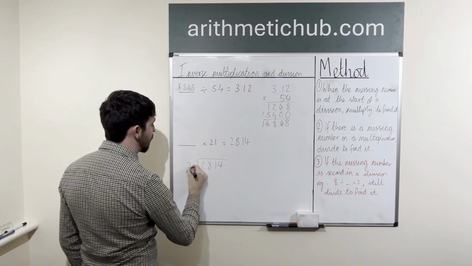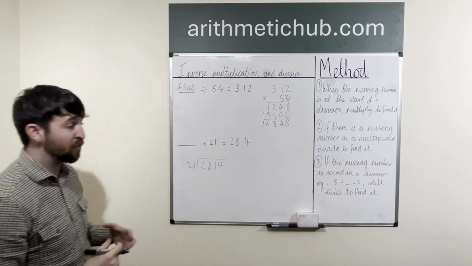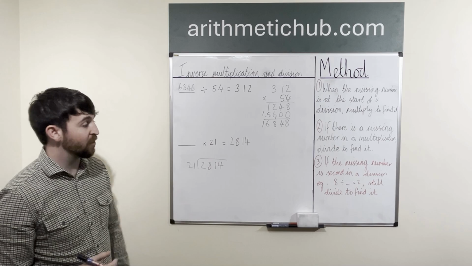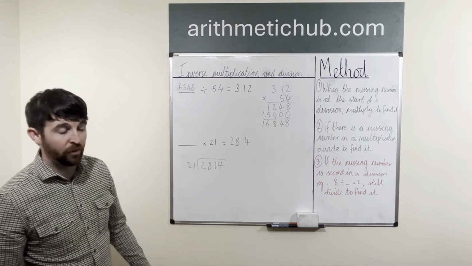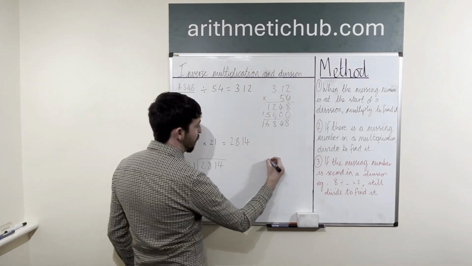2,814 divided by 21. Now, to help us out here, what's a really useful bit that we can see is, this is in that sweet spot, isn't it, where it's between 11 and 25, where we can do this as a short division, rather than taking lots of lots off and doing it as a long division. So, let's do it as a short division.